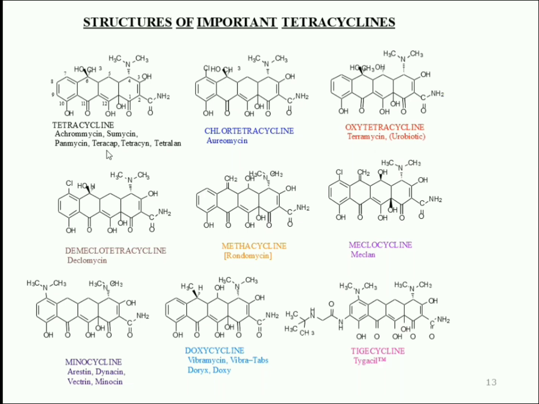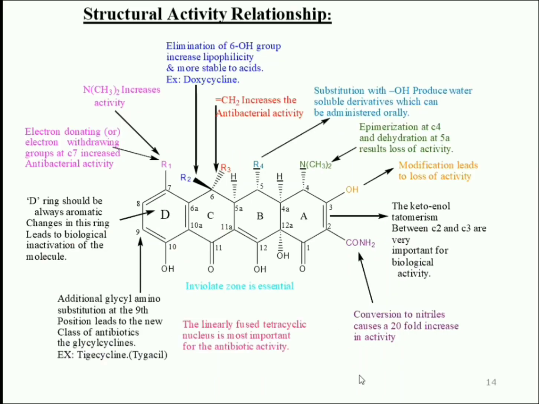The structure-activity relationship of tetracycline is based on the different groups attached to the ring. On position 1, there is an oxygen attached. On position 2, if there is a nitrile group, then the activity of the tetracycline is increased 20 times. On positions 2 and 3, the keto-enol tautomerism between carbon 2 and carbon 3 is very important for the biological activity of tetracycline. On position 3, there is a hydroxy group. If the hydroxy group is modified, then the activity of the tetracycline will be lost.